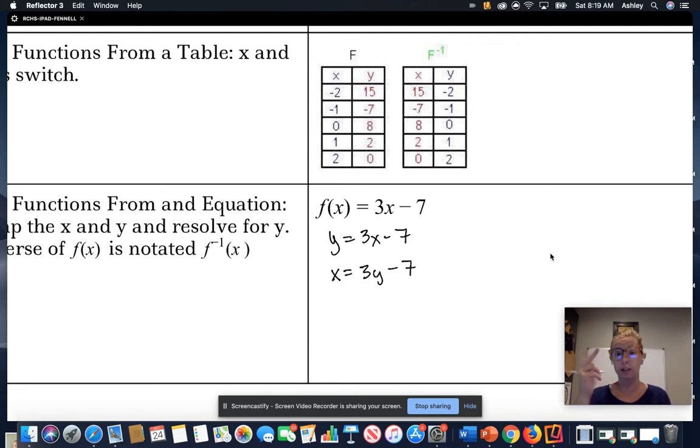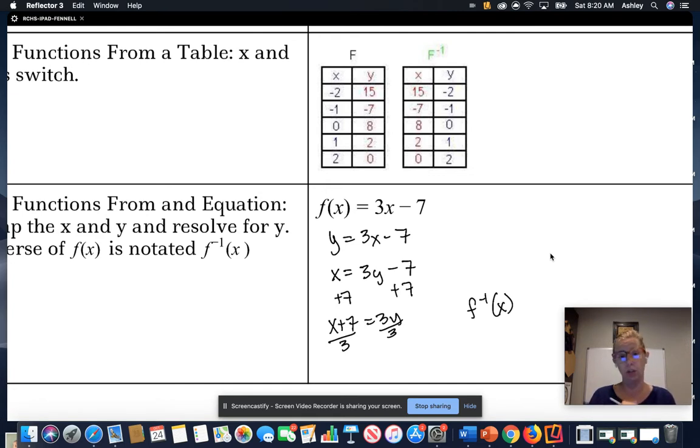Again, an inverse is a swapping of x and y. The domain and range are switching, right? Then we're just going to resolve this for y so that we can write it as f to the negative 1 of x, which is how we indicate inverse functions. So we're going to add 7 to both sides, again just inverse operations here, equals 3y, and then we're going to divide by 3, giving f to the negative 1 of x, again indicating that we have now found an inverse.